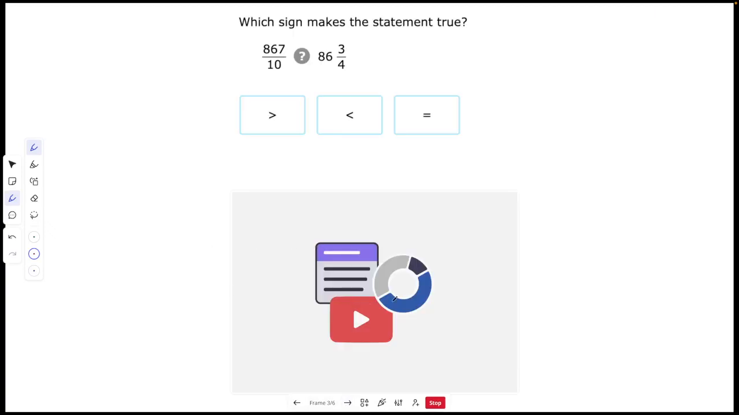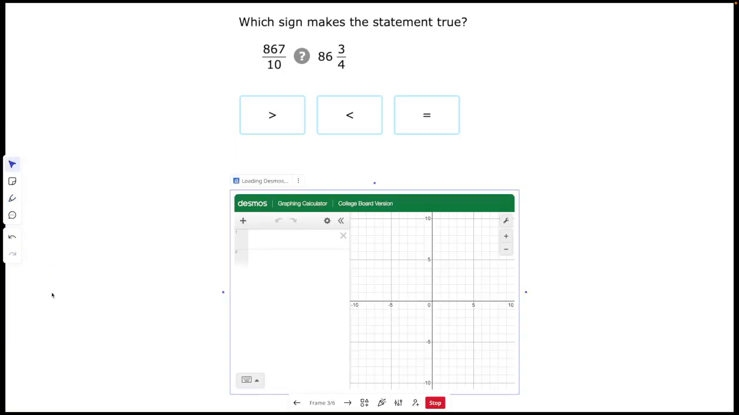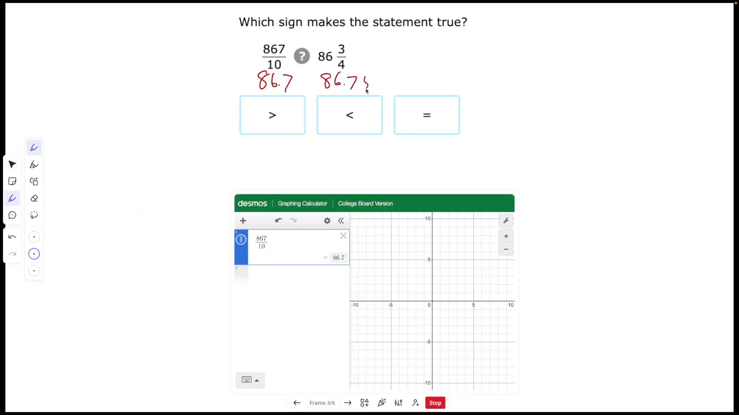For this one, they give you an improper fraction, but we still do it the same way. This one would be a little bit harder to do in your head, but 867 divided by 10 is 86.7. And so this is 86.7, this is 86.75, and obviously 86.75 is bigger.